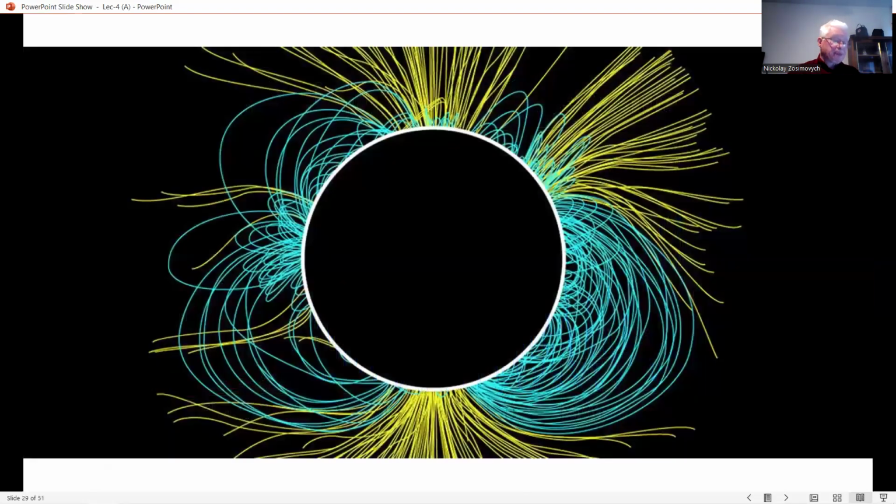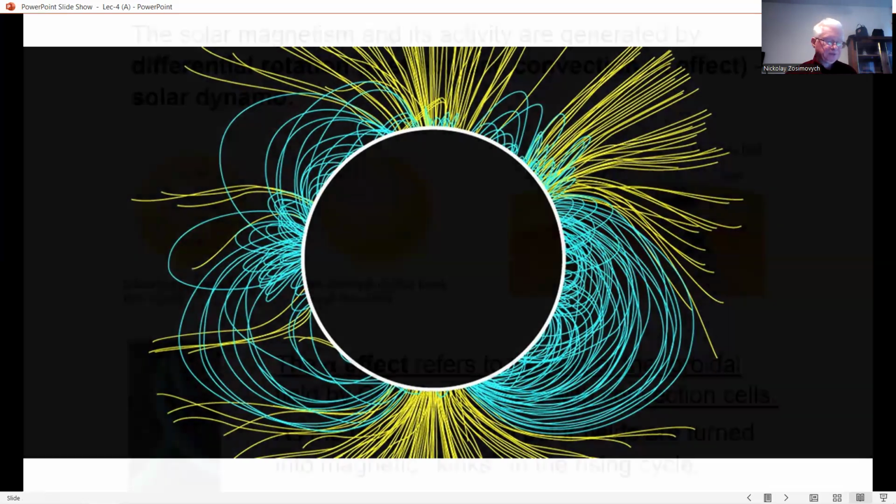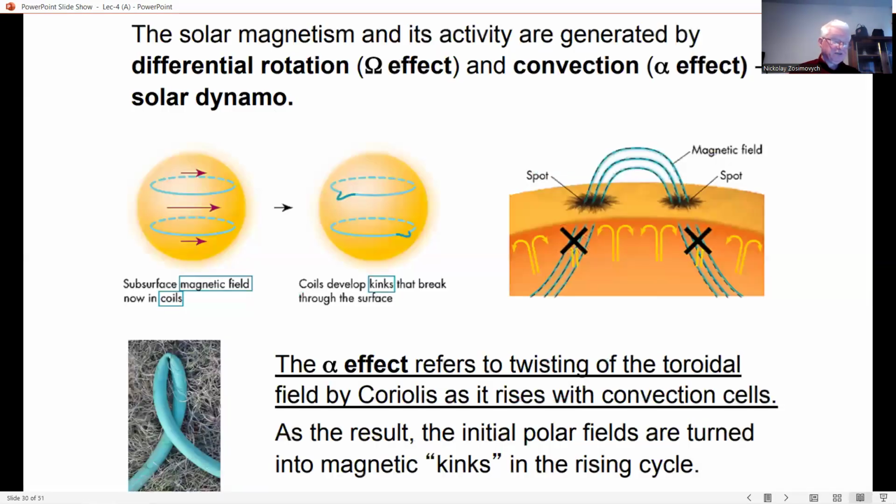Sunspots are the visible consequences of active regions where the sun's magnetic field is strong. Arches of magnetic field can produce sunspots where the field passes through the atmosphere. The sun's magnetic field is produced by the dynamo effect operating at the base of the convection zone.